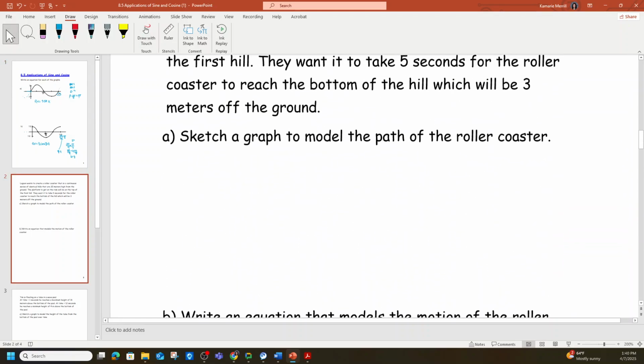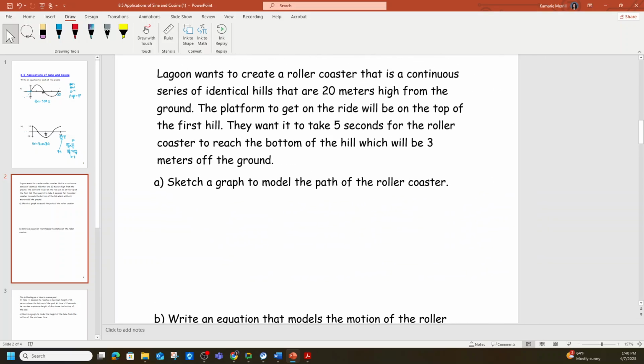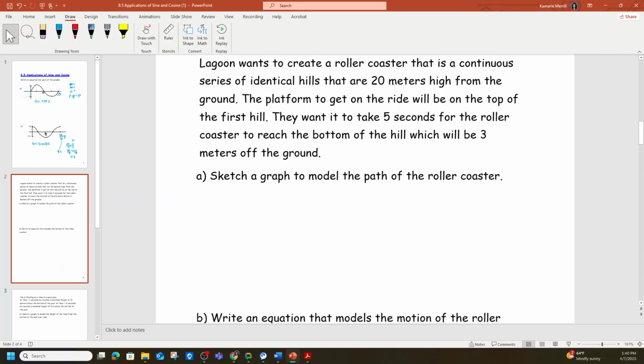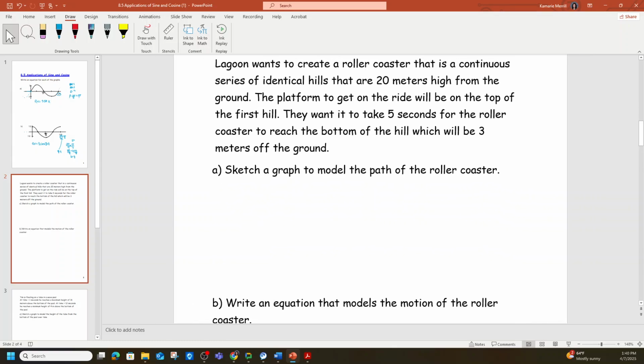So let me get to the whole gist of why we want to build a model. We want you guys to be able to come up with a real life scenario, sketch a graph to model what's going on, and then from that model, the second step in this process is to be able to write an equation.